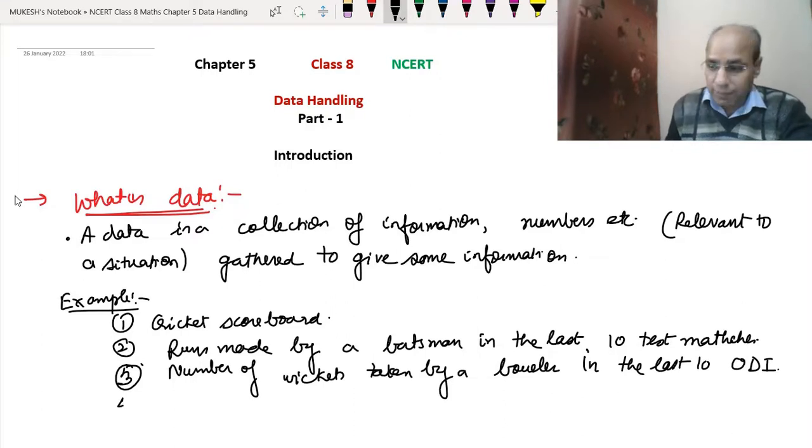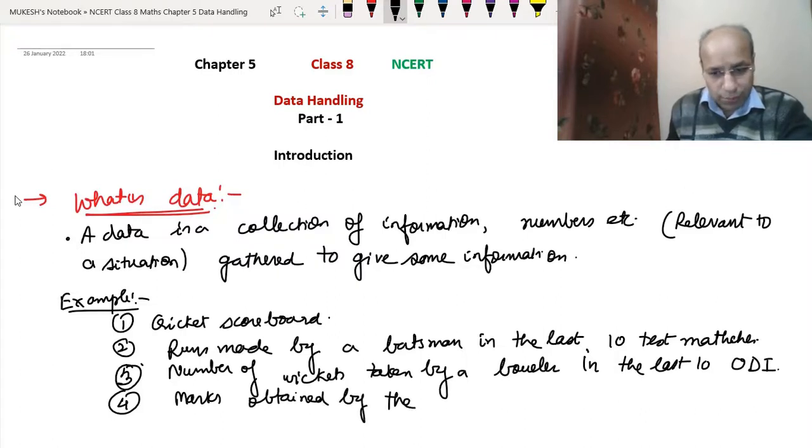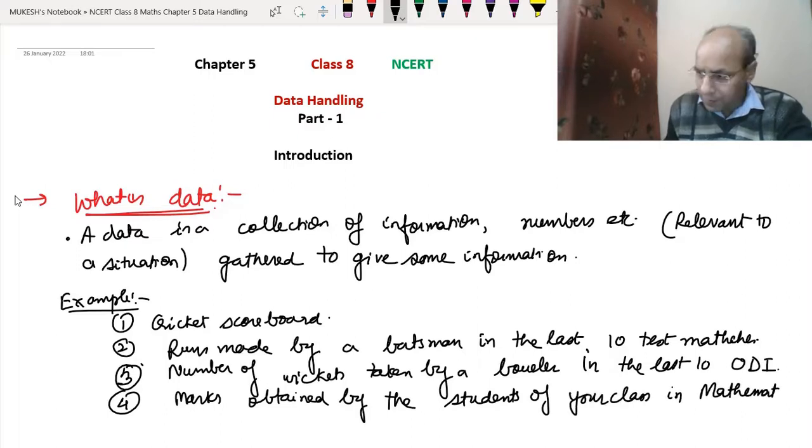Now, the fourth example that we can give is marks obtained by the students of your class in the mathematics unit test or some other subject.